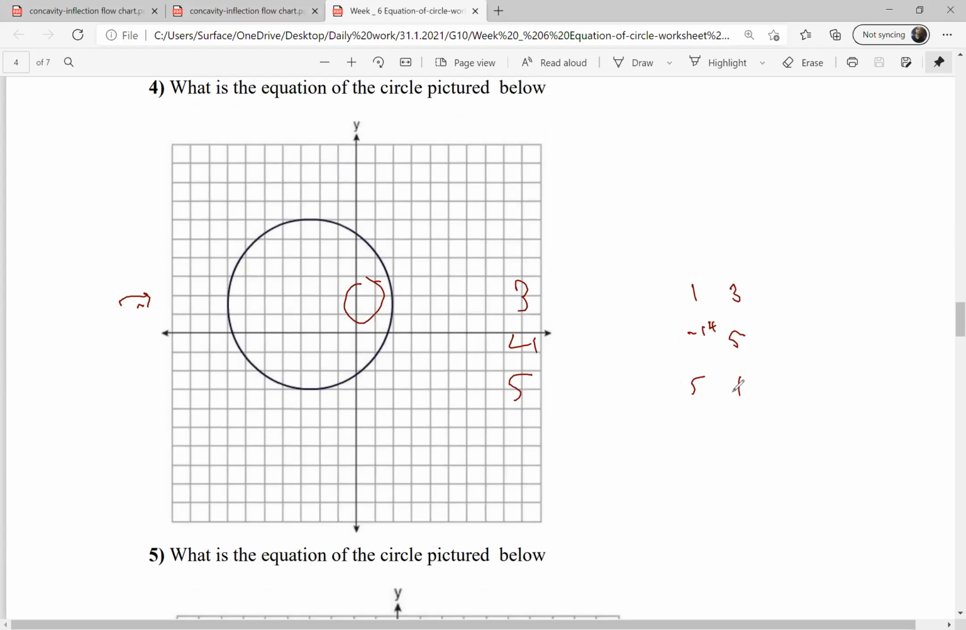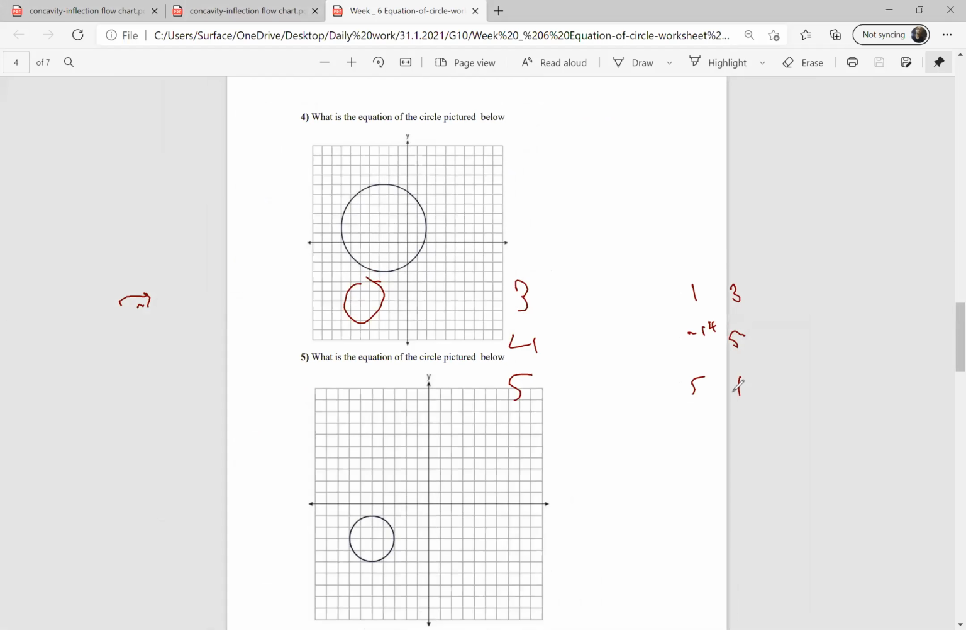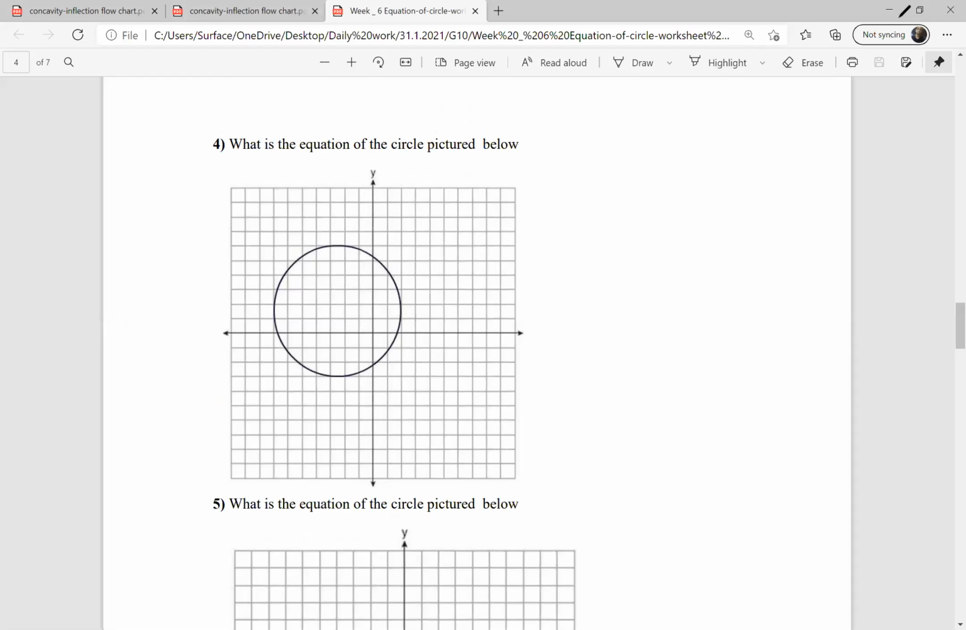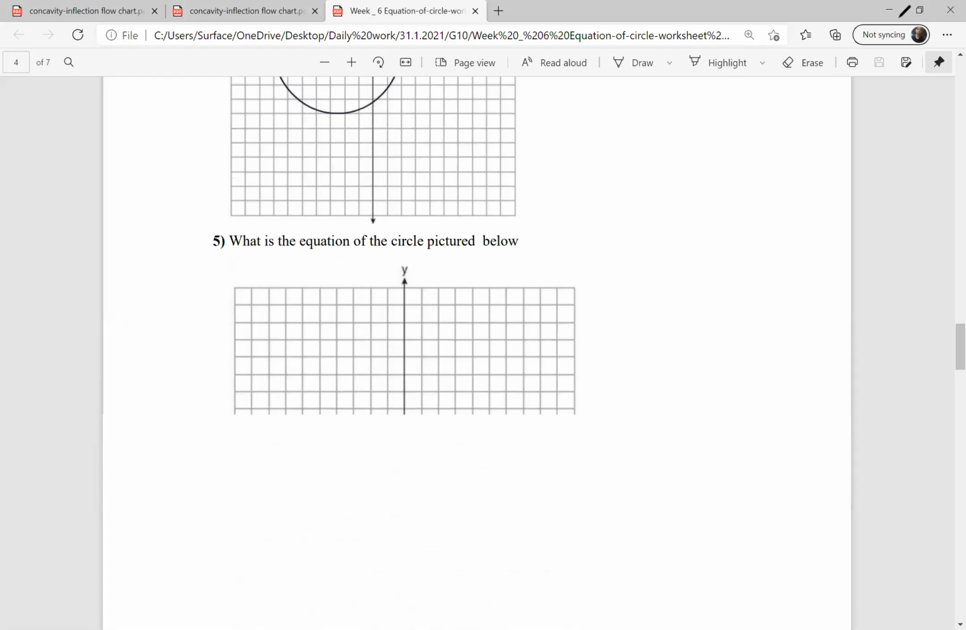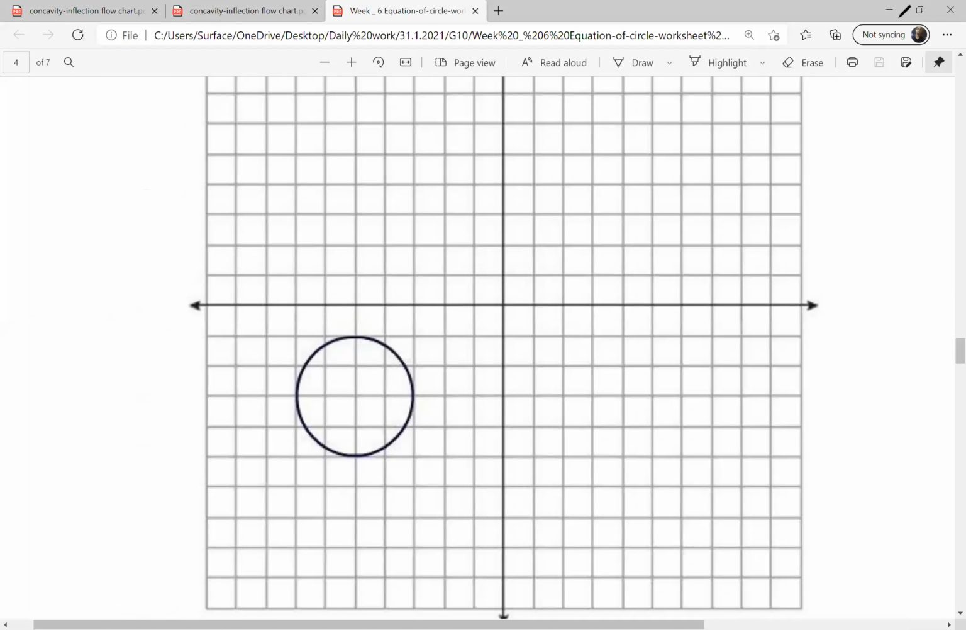Who doesn't understand? Okay, can we solve number 4 and 5? 4 and 5, please. Let me check your answers. Mina. Mister, go ahead. I solved the second one first. Okay, tell me number 5. The center is negative 5 and negative 3.